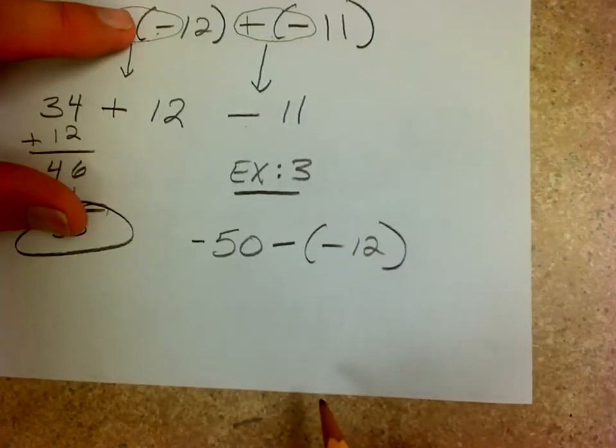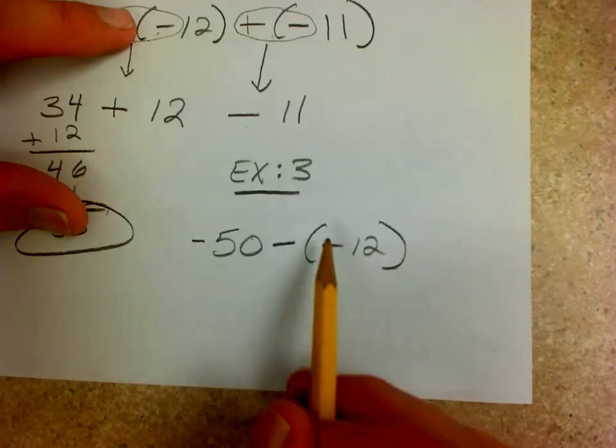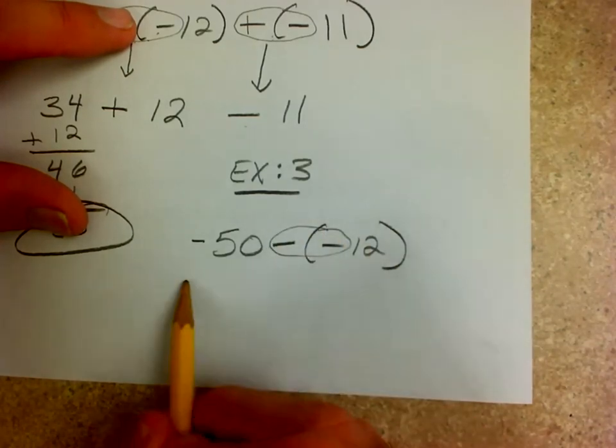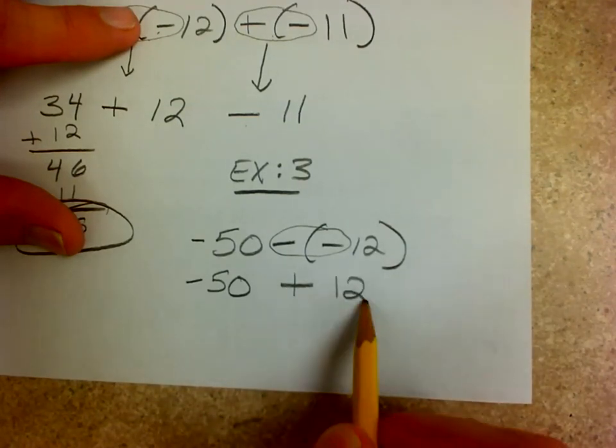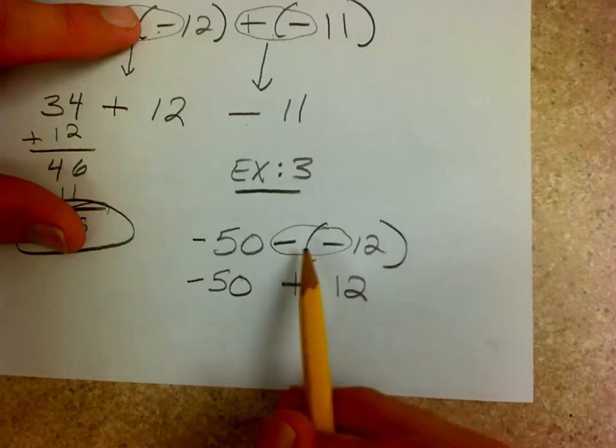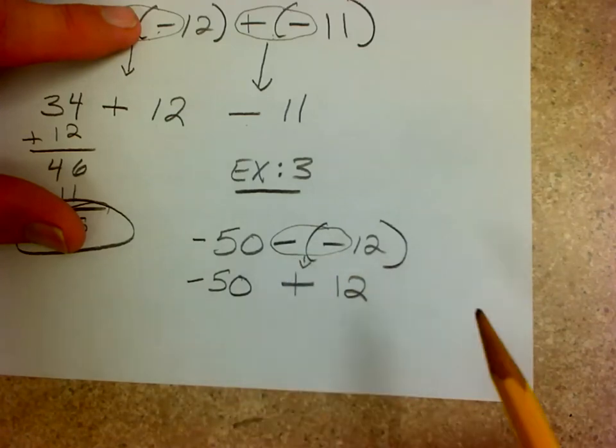All right, so this thing's just loaded up with negative signs. So again, we want to take care of our simplifying. So we have negative 50 plus 12. Okay, I want to clean that up so those two signs go together.